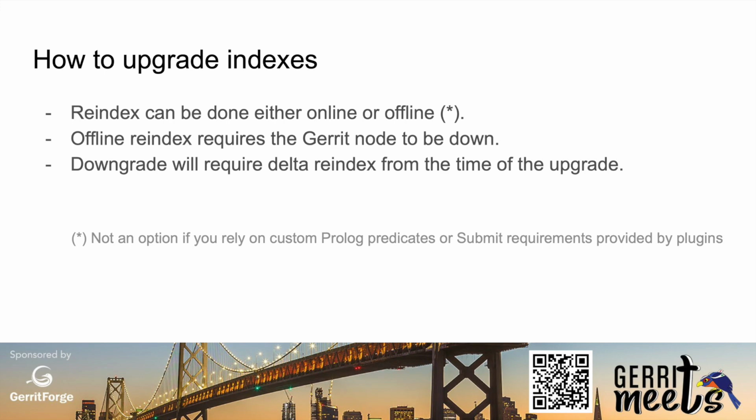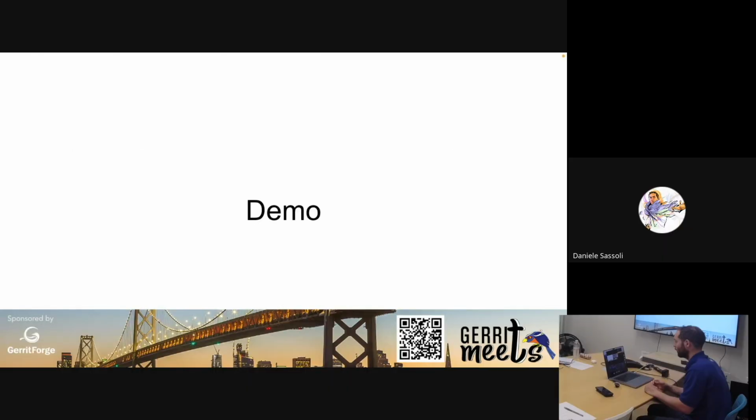Online reindex, the node can be up, running, serving traffic. It might be a slightly degraded user experience because the indexes are not all up to date, but it's going to be serving traffic, and then in the background, it's going to allocate a thread to be doing the reindex. Yeah, that's the main difference. I don't know if Luca, if you want to add anything else, but no, that was absolutely fine.